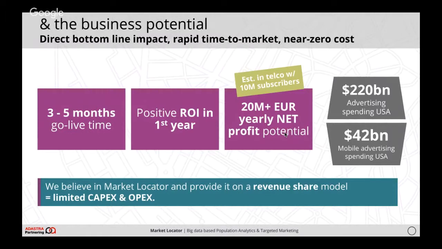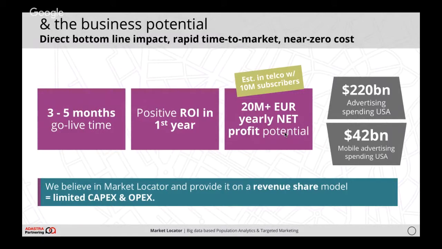And since it's taken some time to develop, the go-live time now is very fast, and we believe in this kind of global approach to doing big data monetization. So providing a global service which companies across all countries can use. So we provide it on a revenue share model.